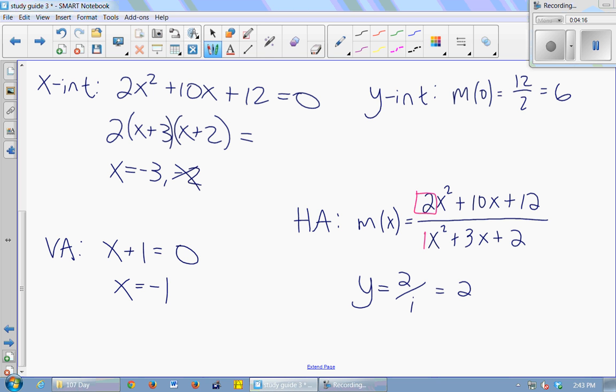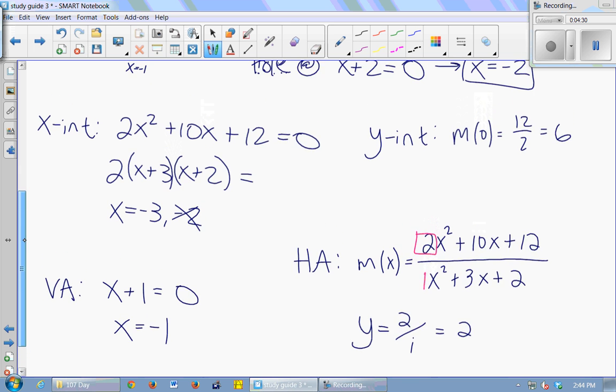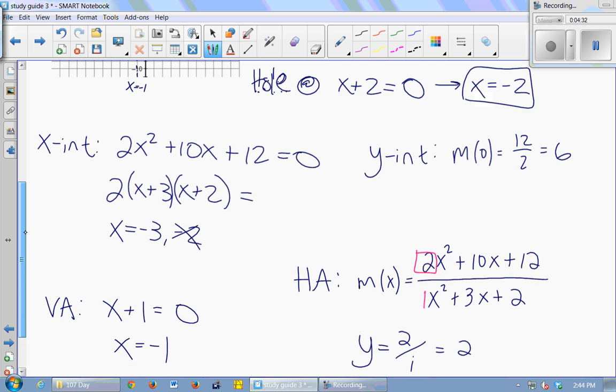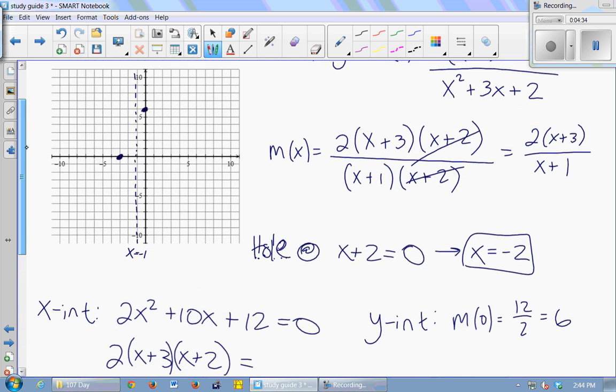If the degree of the denominator is bigger, then your horizontal asymptote is the x-axis, the line y equals 0. And if the degree of your numerator is bigger, there's no horizontal asymptote. But in this case, they're the same. So my horizontal asymptote is the ratio of leading coefficients, so y equals 2.